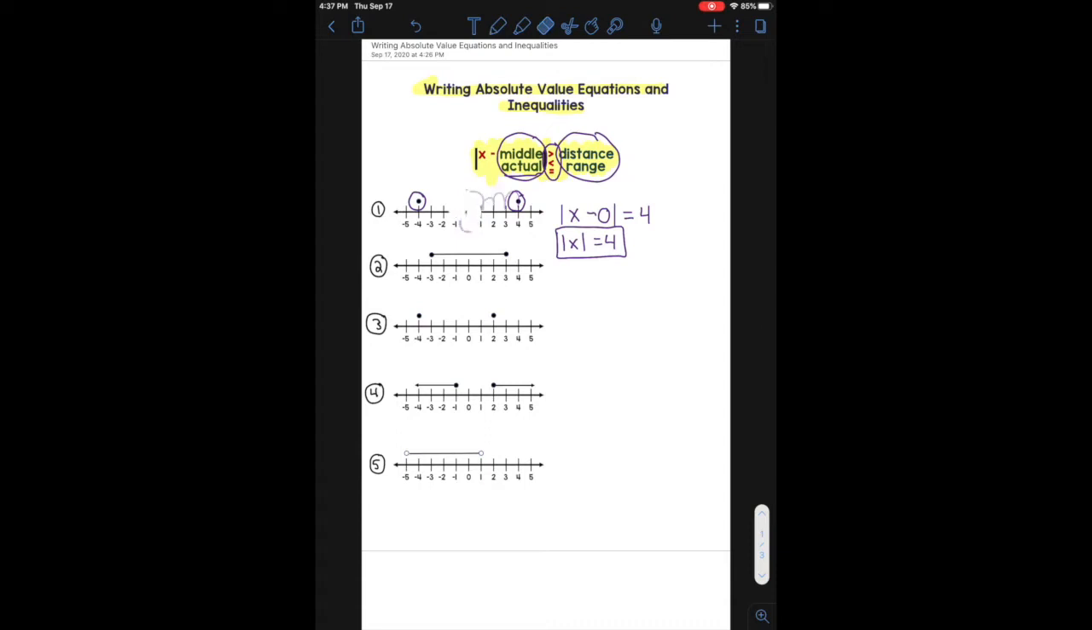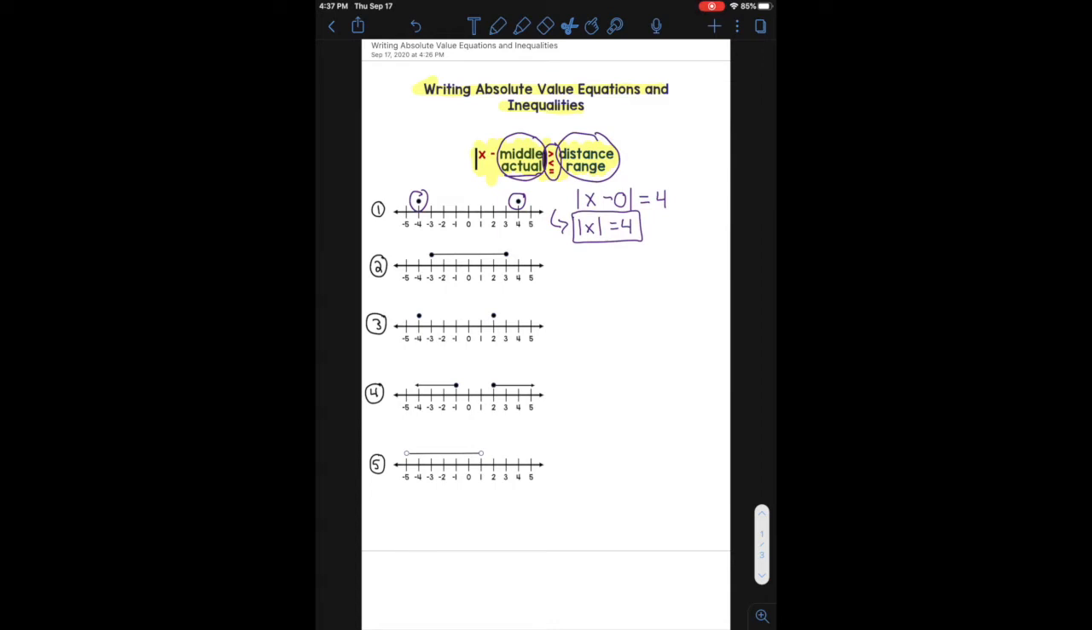You could double check to see if it makes sense. If there are two solutions for our solution graph, meaning that the solution is 4 and -4, you could always just plug that in to make sure it is true for the equation that we made. So if x is 4, is the absolute value of 4 equal to 4? Yes, it is. And if x was -4, would the absolute value of -4 equal to 4? Yes, it is. So therefore, I know I'm correct.